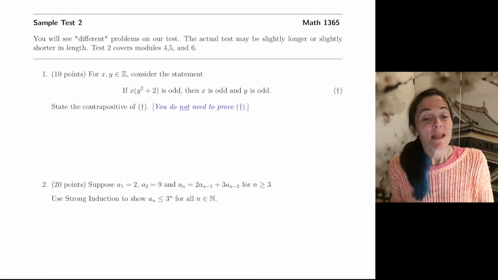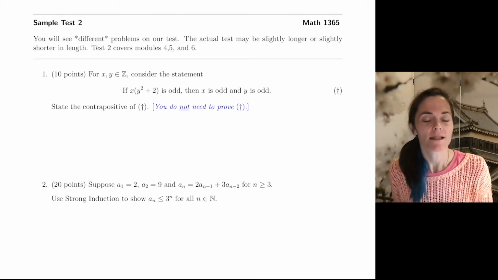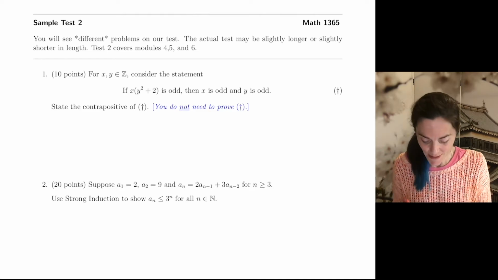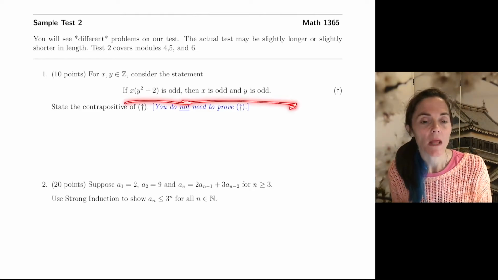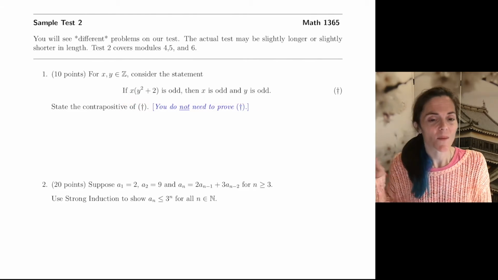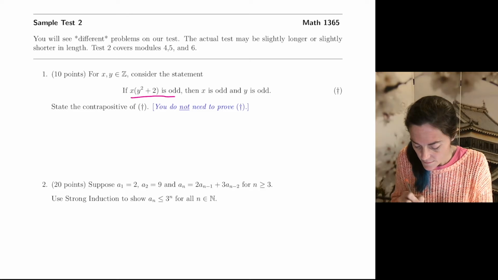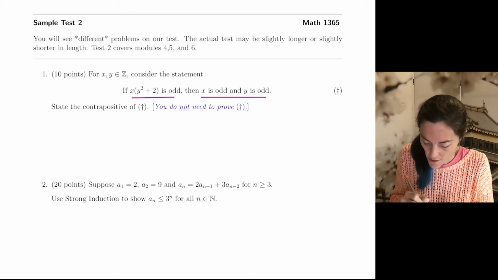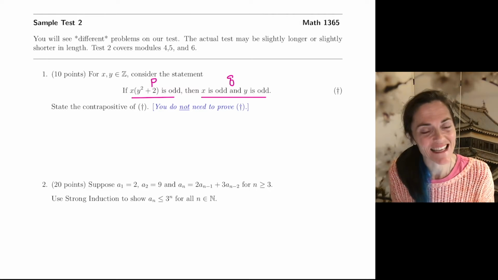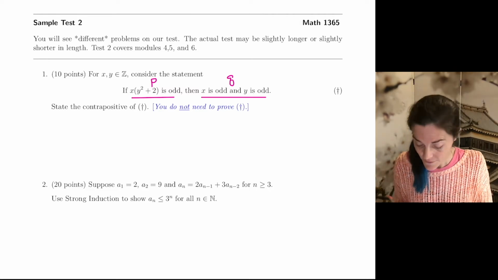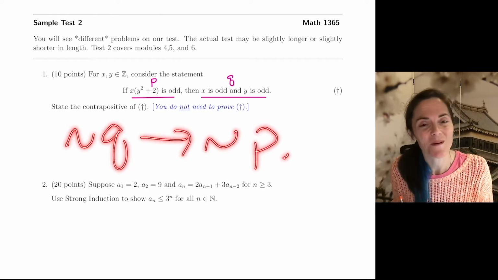Okay, wonderful. Number 1, for x, y integers, we consider this statement. If x times y squared plus 2 is odd, then x is odd and y is odd. We're not asked to prove this statement. We're asked to state the contrapositive. So let me label a few things. If I call this part P and this part Q, my statement is P implies Q. And the contrapositive is not Q implies not P. This is what we want to write.